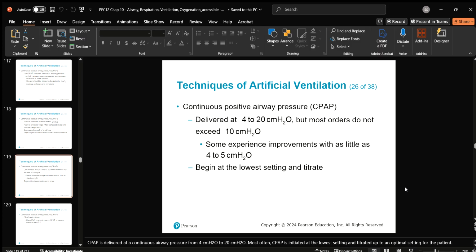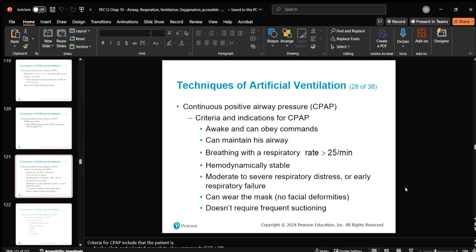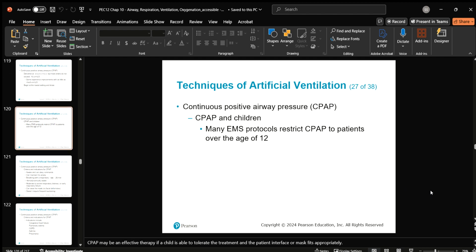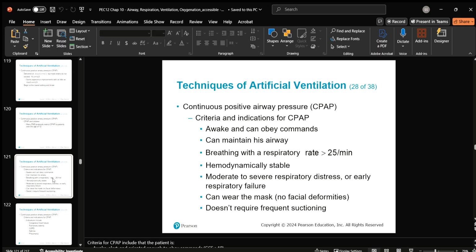All right, so here it talks about titrating it. On your skill sheet, what do you set the centimeters of water to? Between 6 and 10. All right. Start at the lowest setting, work your way up. Here's another good one, and this is protocol based: restrict CPAP to the age of 12 or older. Probably not going to get a test question on that, but just keep that in mind.